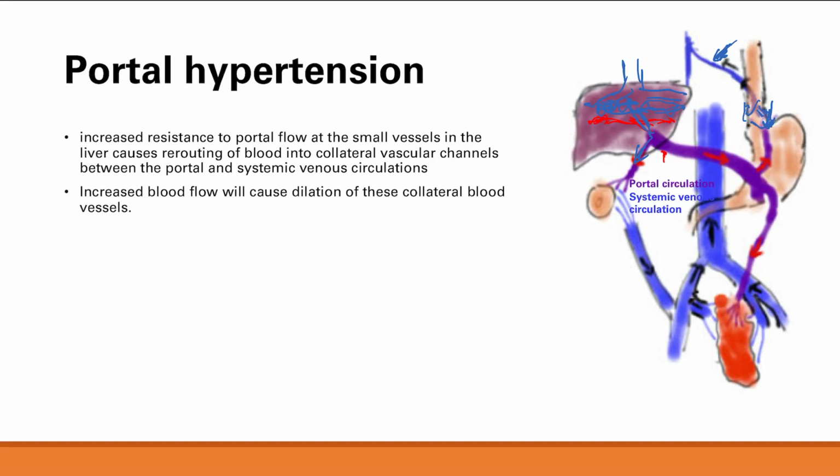The second area of collaterals is here at the umbilicus. Umbilicus can have collaterals between para-umbilical and then the epigastric. Epigastric are the systemic ones. Okay, so you get dilation of both of these veins, and what you're going to see is something called caput medusa. It's basically over the umbilicus. When you look at someone's stomach, they're going to have these dilated veins. This is again from portal hypertension.